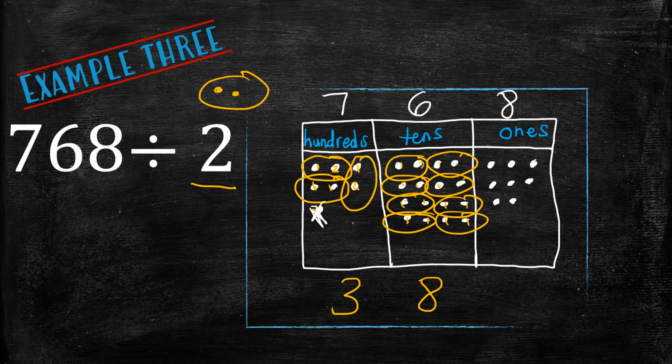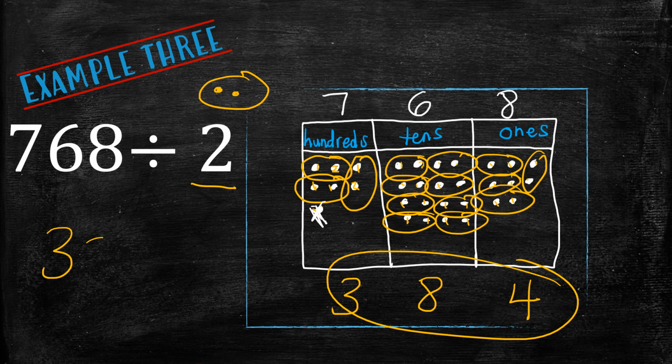Now we look over to our ones column, and we're going to group by 2. 1, 2, that's a group. 1, 2, that's a group. 1, 2, that's a group. 1, 2, that's a group. No remaining dots, so that means we have no remainder, and we're going to count how many groups that is in the ones column. That's 1, 2, 3, 4. So we're going to write the number 4. That means our final answer is 384.